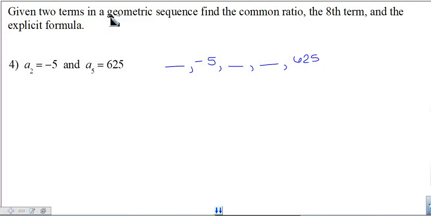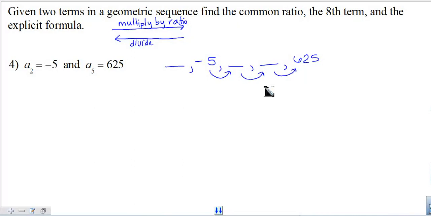Here's one of the things you need to remember about a geometric sequence. If you are progressing forward in a geometric sequence, you're going to multiply by a common ratio. But if you're wanting to progress backwards, you're going to divide. So let's think about this. What am I multiplying by to progress 1, 2, 3 times forward in this sequence? Again, we're multiplying by a common ratio, so I'm going to put multiply by r 3 times.